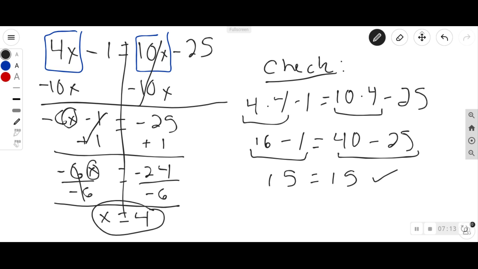Next time we'll move on and we'll look at distributive property, and then we'll get into problems where you have a mixture of all of the types we've talked about, combining like terms, variables on both sides, and distributive. So we'll look at those higher level problems.